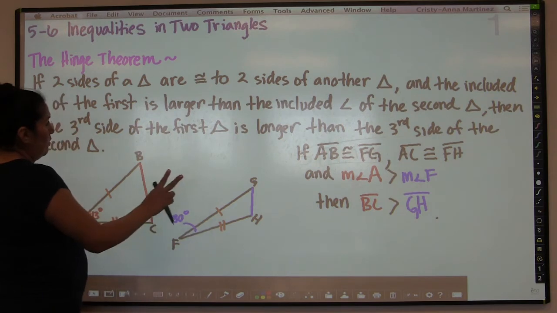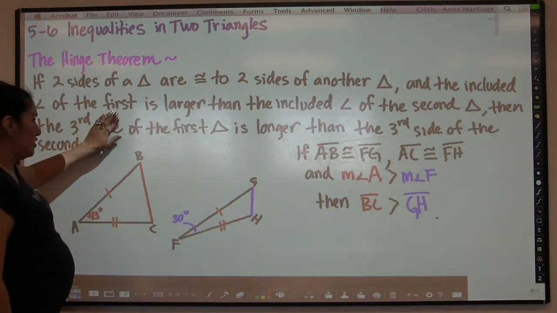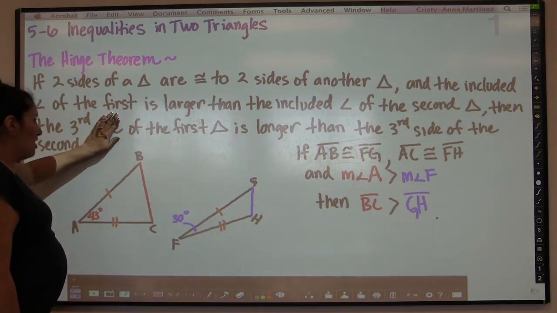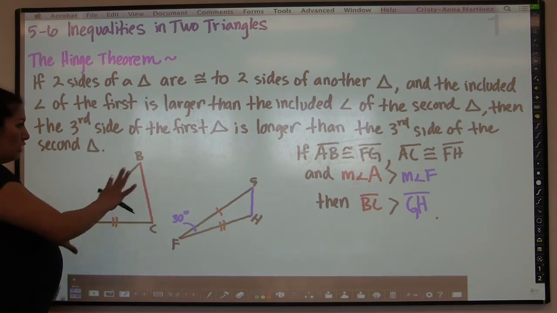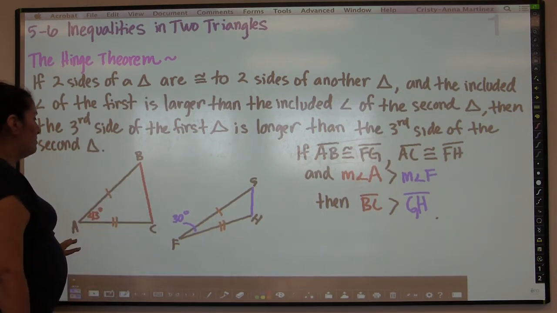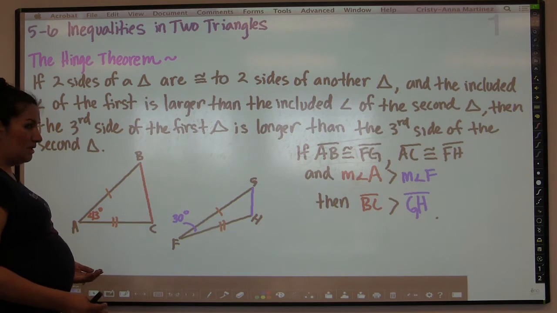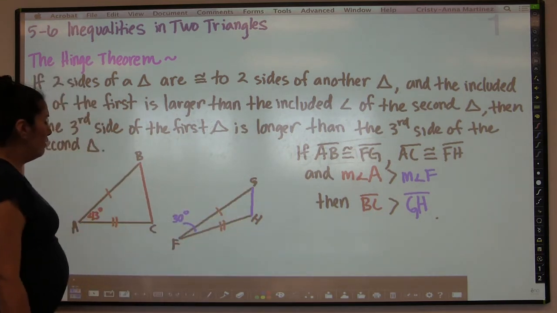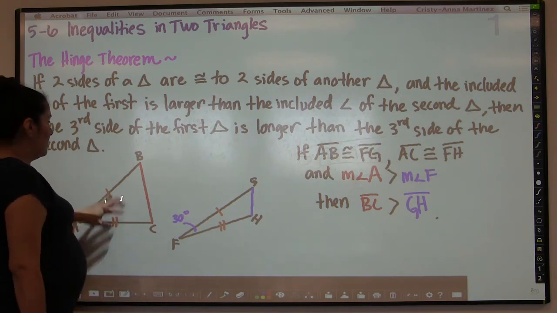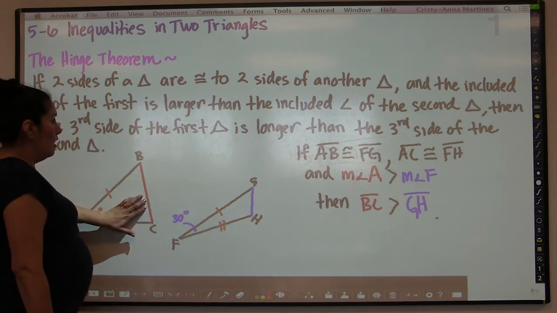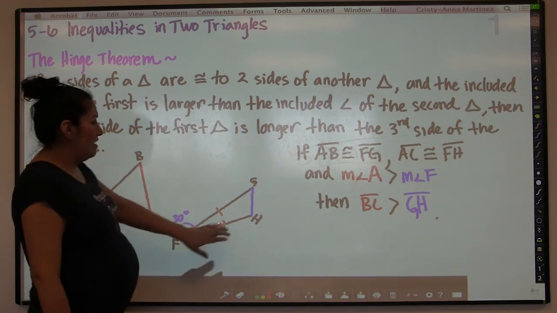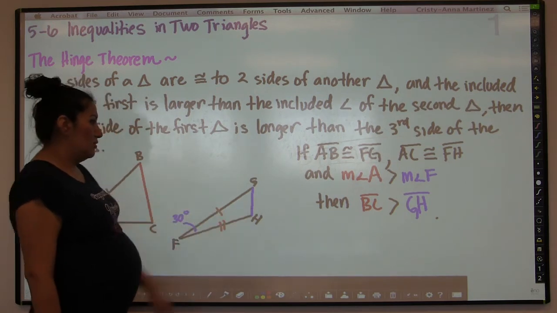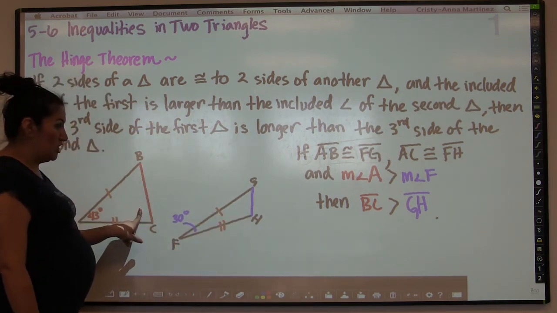So that's the second part, is that the included angle of the first triangle is larger than the included angle of the second. If all of those things happen, then the theorem states that the third side of the triangle, the one that's here in red and here in blue, is going to be longer or larger than the third side of the second triangle. So basically BC would have to be larger than GH.